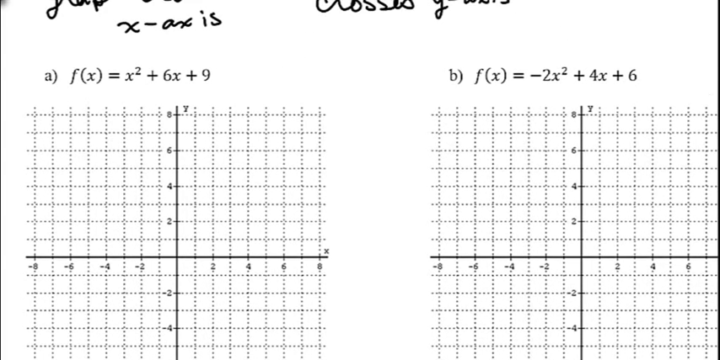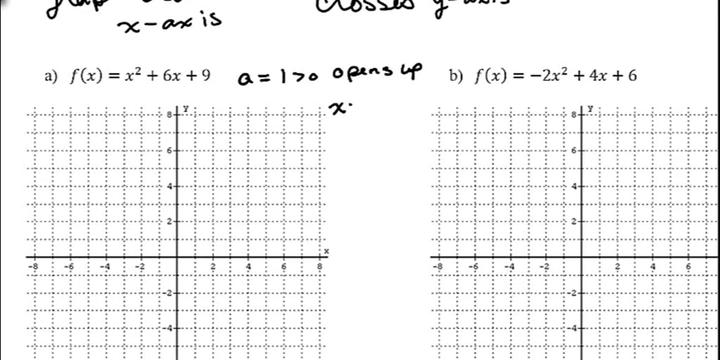So our first example, we have f of x equals x squared plus 6x plus 9. So the first thing that we want to do is look at a. a for this one is equal to 1, which is greater than 0. So this opens up. And then we want to find our x and y intercepts.